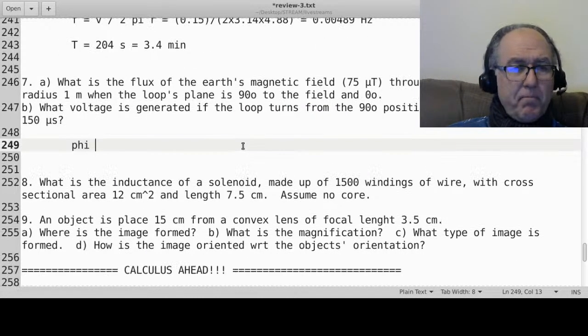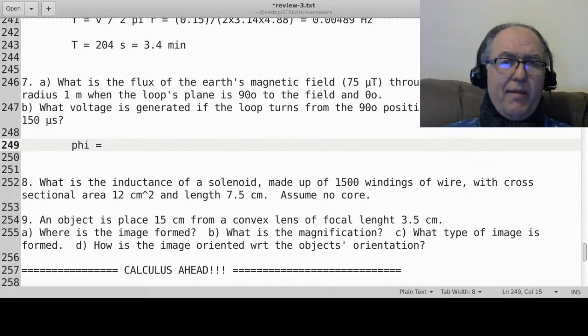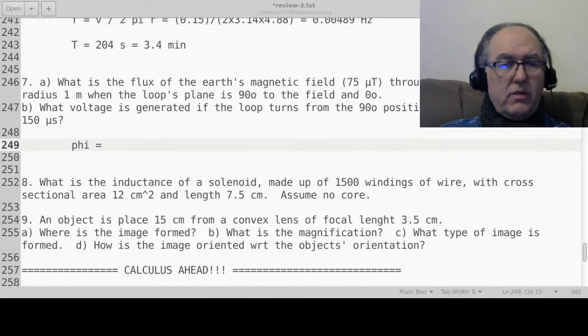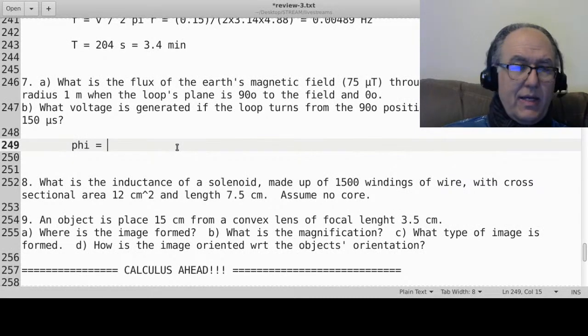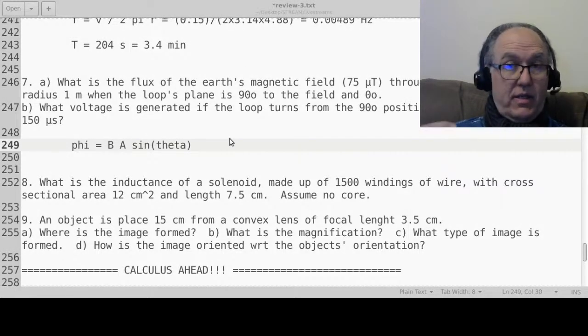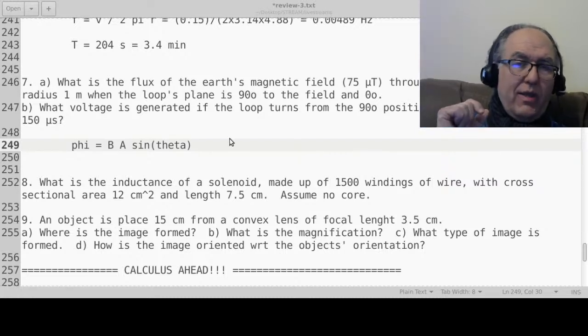Flux is calculated as follows. It's given the symbol phi. I don't have a symbol phi ready to hand, but it's the Greek letter phi. You'll see it in the notes, and that's going to equal B times A times the sine of theta, where B is the strength of the magnetic field, A is the area that the loop encloses, and theta is the angle that the plane of the loop makes with the magnetic field.